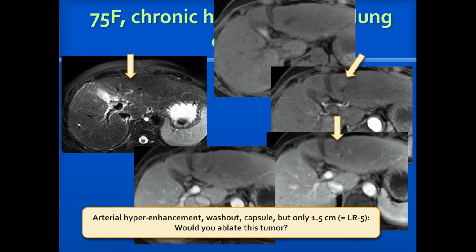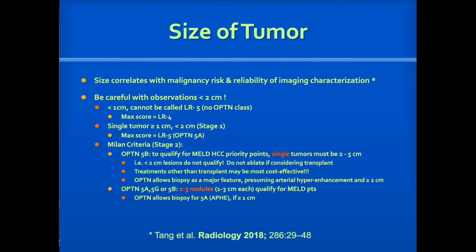So when we look at the size of a tumor, it's very important to be careful with observations that are less than 2 centimeters in diameter. Keep in mind that lesions smaller than 1 centimeter will never be called an LR5, and they are not assigned an OPTN class. And again, this is because with these smaller lesions, imaging is felt to be less reliable. So the maximum score in LI-RADS that we can ever give to a lesion less than 1 centimeter is LR4. That still means that it's likely HCC, but we can't give it an LR5.